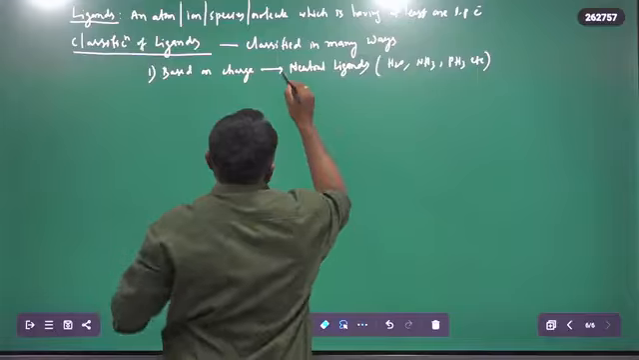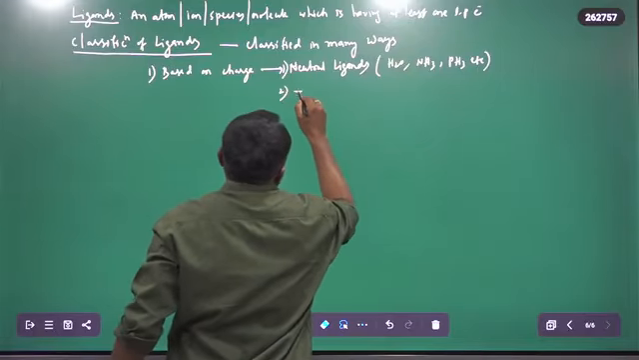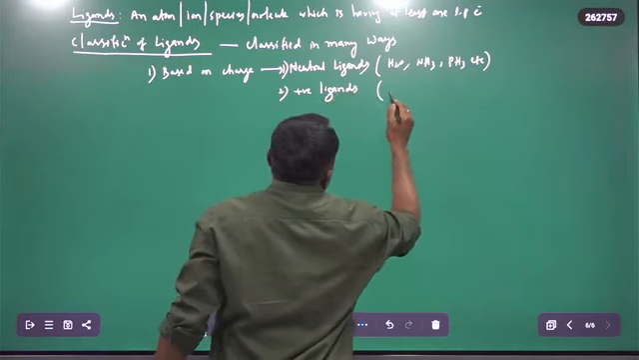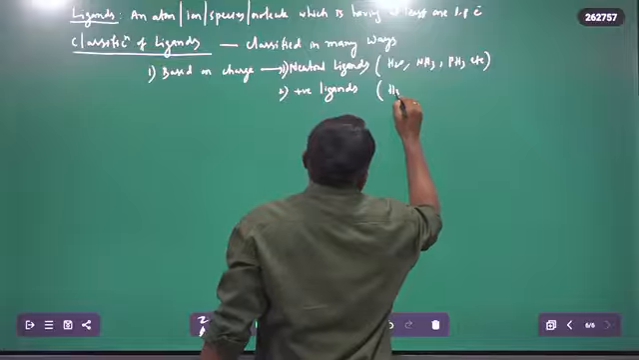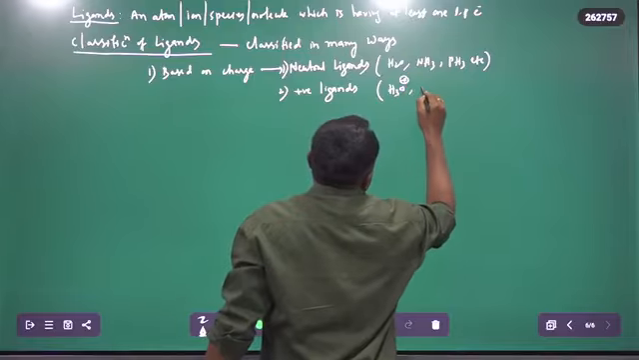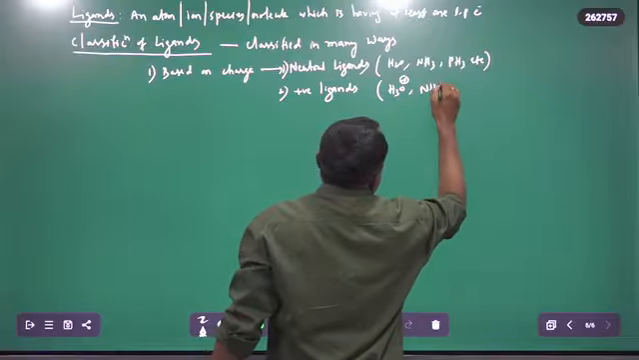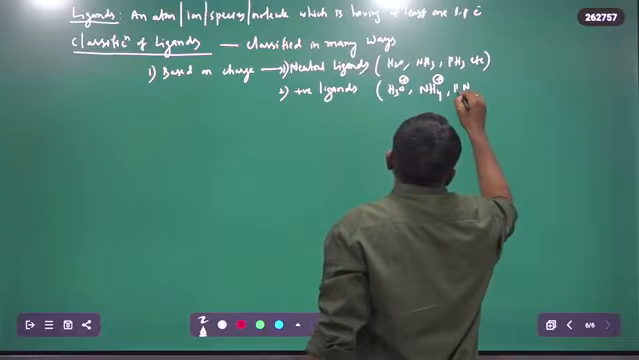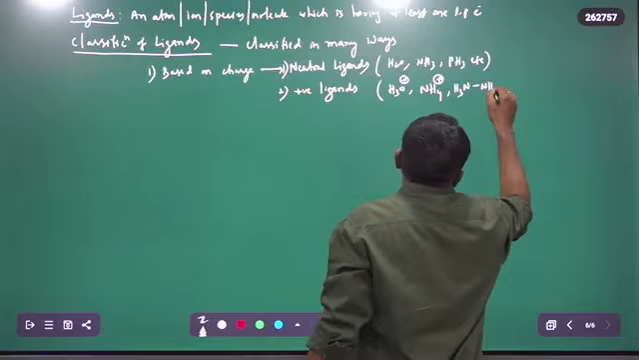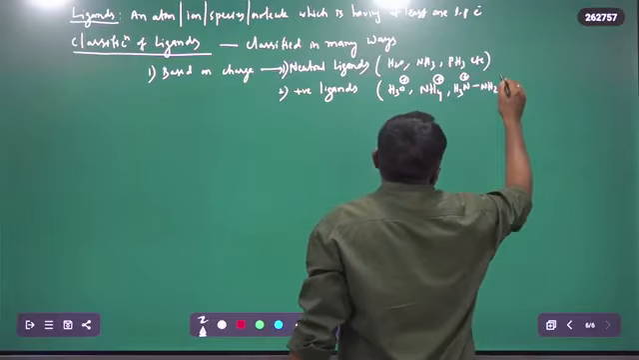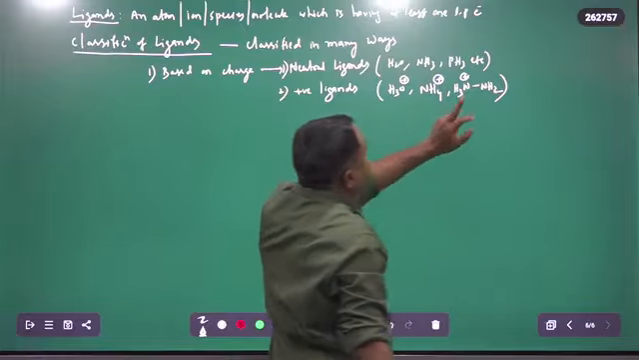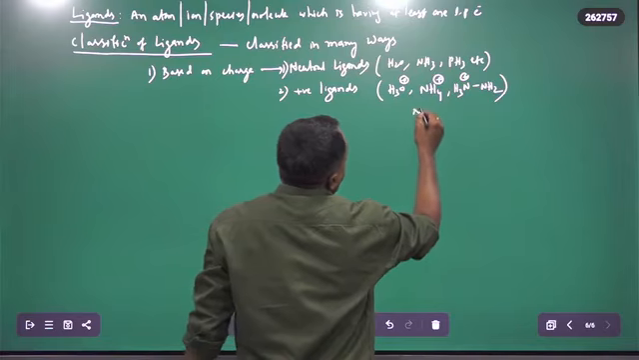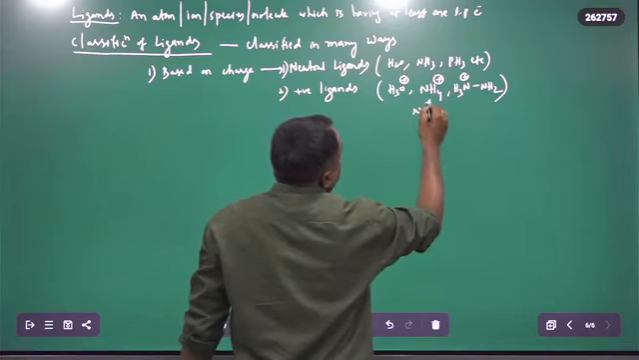Based on charge, one is neutral ligands, number two is positive ligands. What are positive ligands? For example, H3O plus, the hydronium ion, is a positive ligand. NH4 plus, the ammonium ion, is a positive ligand, and N2H5 plus, the hydrazonium ion, is also positive. And NO2 plus is the nitronium ion.